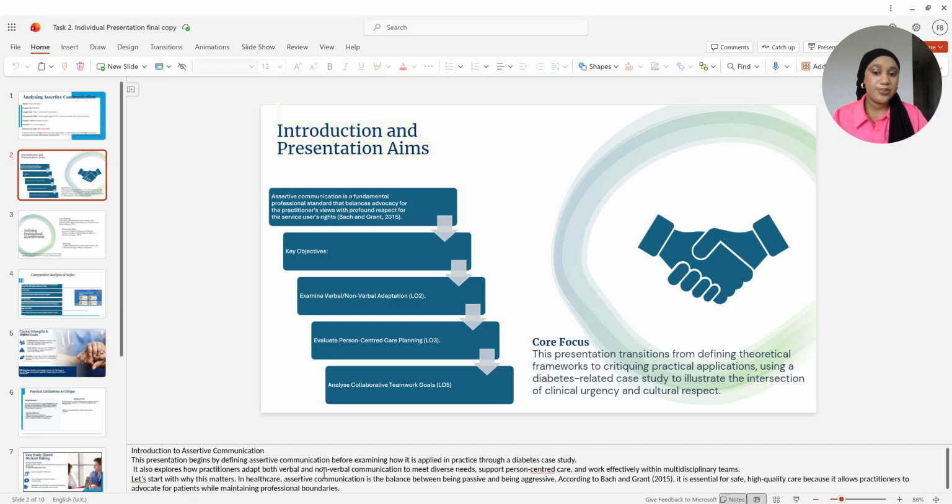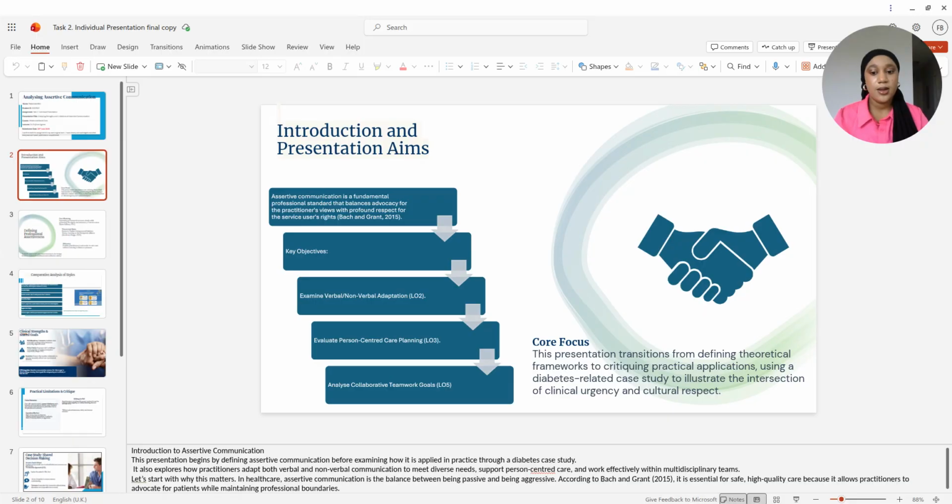This presentation begins by defining assertive communication before examining how it is applied in practice through a diabetes case study. It also explores how practitioners adapt both verbal and non-verbal communication to meet diverse needs, support person-centered care, and work effectively within multidisciplinary teams. Let's start with why this matters.